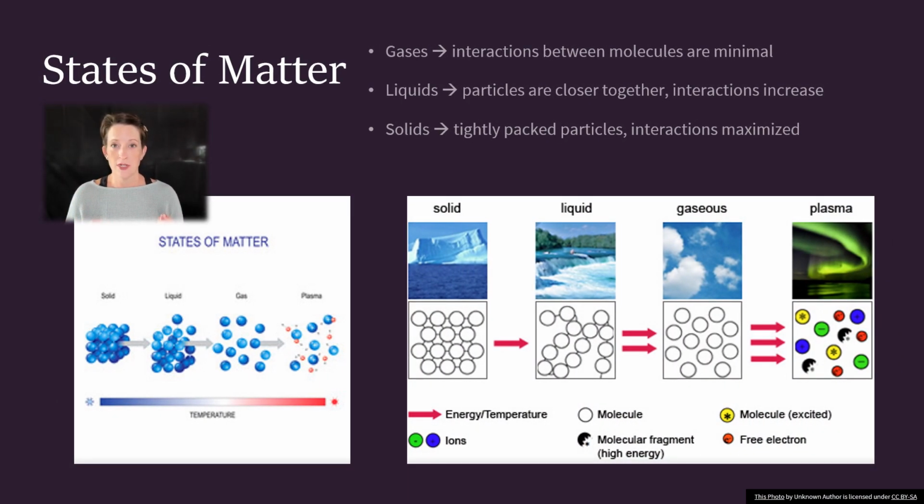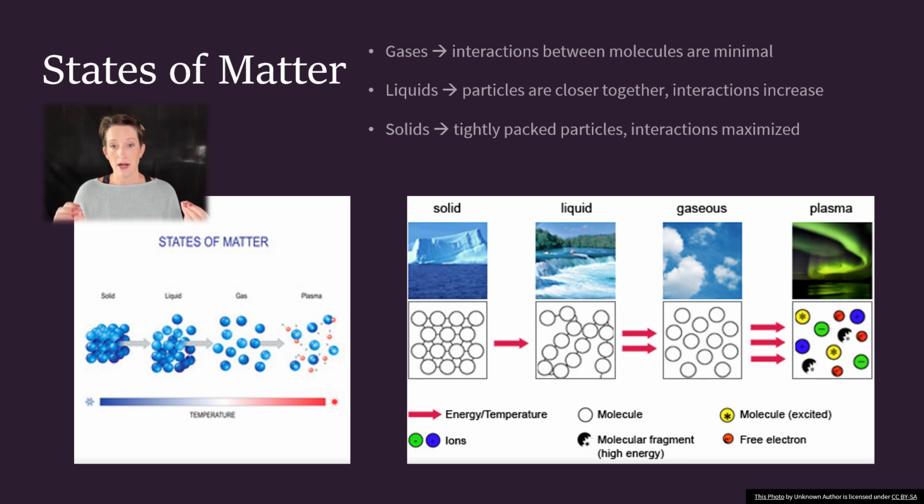When we're trying to predict properties of a specific matter and knowing how it's going to interact with its surroundings, we need to understand the state of matter or the phase in which it is in, because that helps us understand the interactions occurring between those molecules and how much energy is bottled up within those compounds.